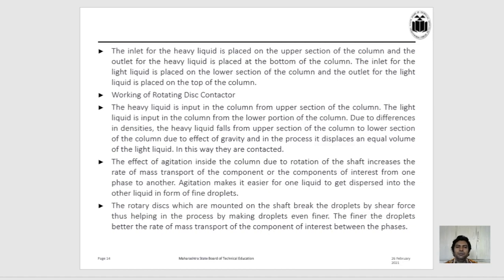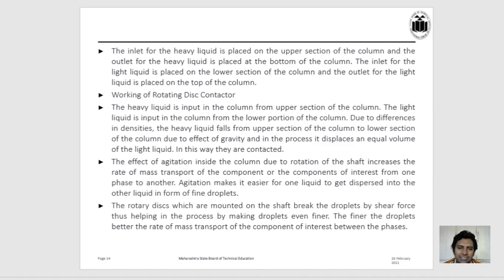The inlet for the heavy liquid is placed on the upper section of the column, and the outlet for the heavy liquid is placed at the bottom of the column. The inlet for the light liquid is placed on the lower section of the column, and the outlet for the light liquid is placed on the top of the column.